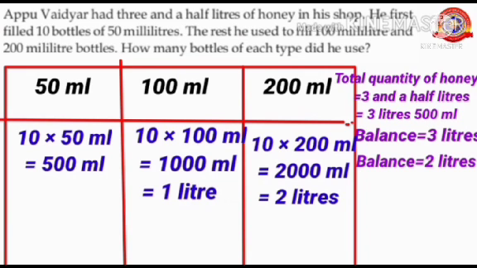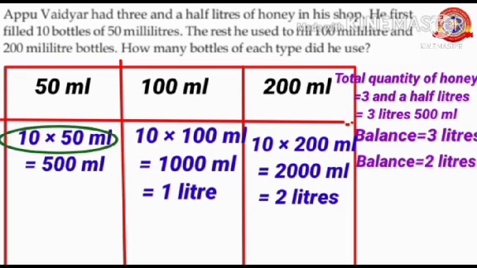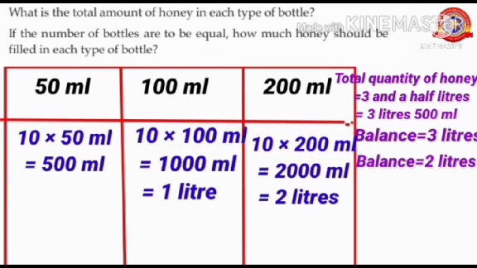Children, listen to the question. How many bottles of each type did he use? He used 10 bottles of 50 milliliters, 10 bottles of 100 milliliters and 10 bottles of 200 milliliters to fill 3 liters and 500 milliliters of honey.